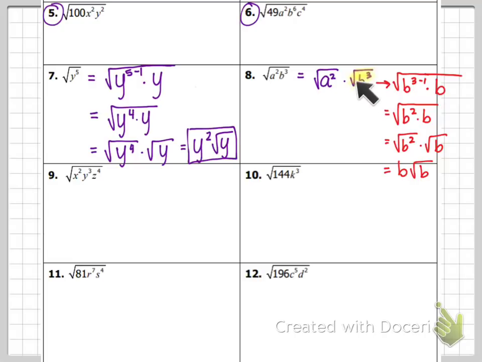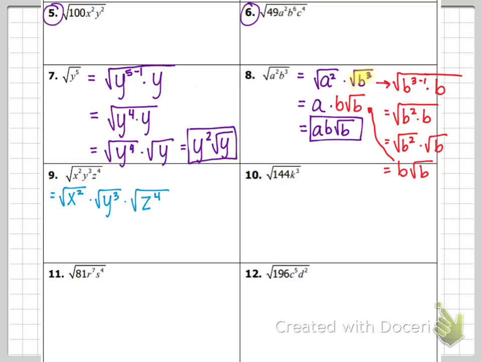So square root of b to the 3rd, we could simplify like this. And then the square root of a squared is just a. And that's your answer, ab square root of b. Because we have a times b right here, which is ab, and then square root of b is just on the outside.